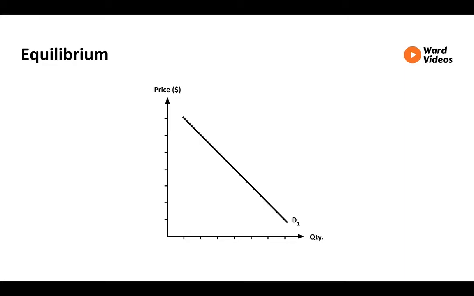Equilibrium. The demand curve is a downward sloping curve reflecting the law of demand, which states that as the price of a good or service increases, consumer demand for that good or service will decrease. While the supply curve is an upward sloping curve reflecting the law of supply, which states that as the price of a good or service increases, the quantity of goods or services that suppliers will offer will increase.